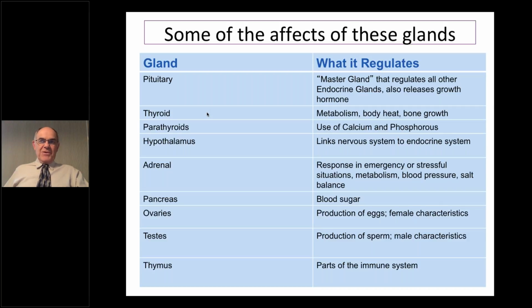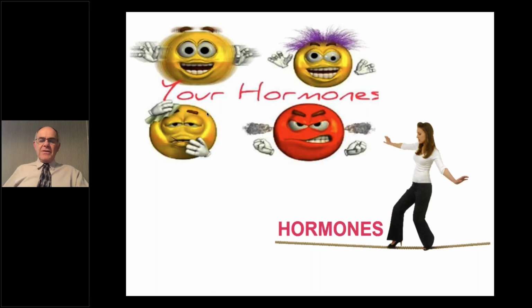Of course, women are familiar with their ovaries, the release of estrogen and progesterone for menstrual cycles, and in males, it's the testes, and the thymus, which is a part of the immune system. So once again, these glands are all over the body. They have numerous functions. So the biggest thing with hormones, as this little picture suggests, is you can either be really happy or really upset. And hormones in balance is what we're after.